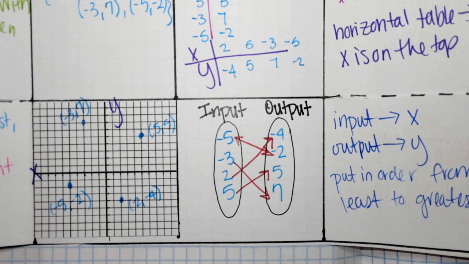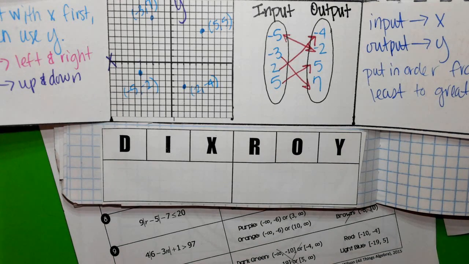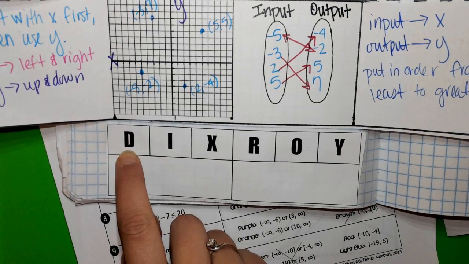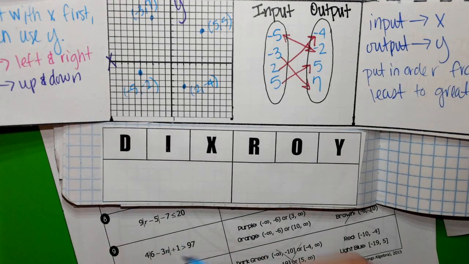All right, so now we're going to talk about domain and range. I'm going to hand you your next foldable. You're going to cut it out, and you're going to attach it below this foldable. Okay, so for the last part, we are talking about domain and range. So over here, the D stands for domain. So everybody, please write domain under there.